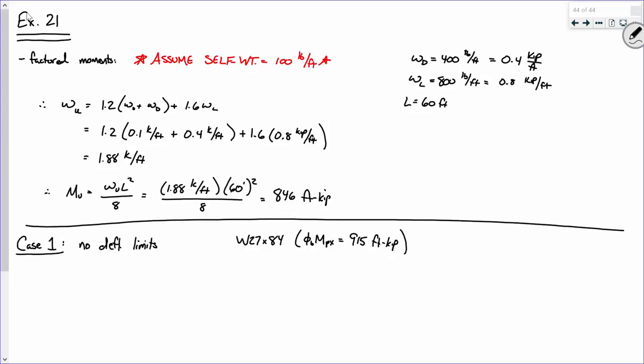Now, let me ask you this. Do we technically need to update our moments? Think about it. Now, you're saying no, you're saying yeah. Why are you saying yes? But check what? Hold on. What were you going to say? There you go. We assumed that the beam weighs 100 pounds per foot. It does not weigh 100 pounds per foot. It weighs 84. So we could stop right now. Yes.